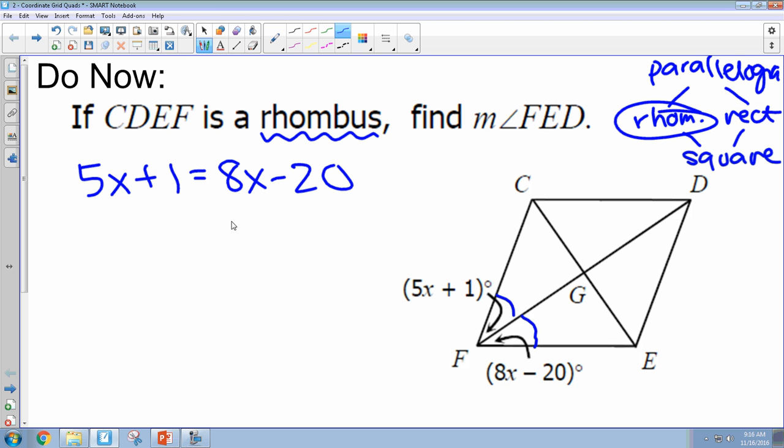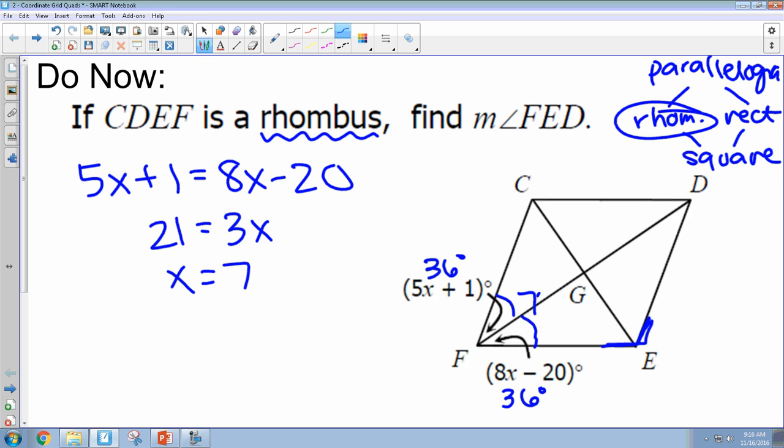When you move your 5x, you get 3x. When you move the 20, you get 21, and so x is equal to 7. Plugging this back in, 5 times 7 is 35, plus 1 is 36 degrees. This bottom one is also 36 degrees. However, what we actually want to know is the measure of angle FED. So you have to go back to your properties chart a little bit. For one, we know that all of angle F, so this whole thing right here, angle CFE, has to be 72 degrees because it's the total of these 36s.